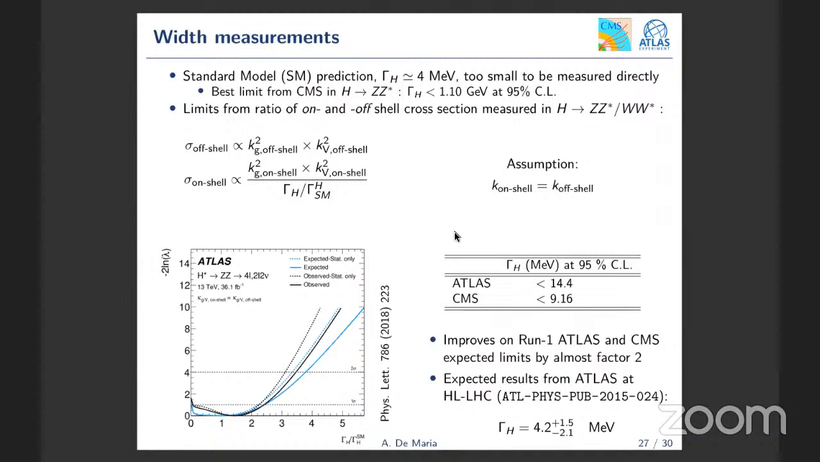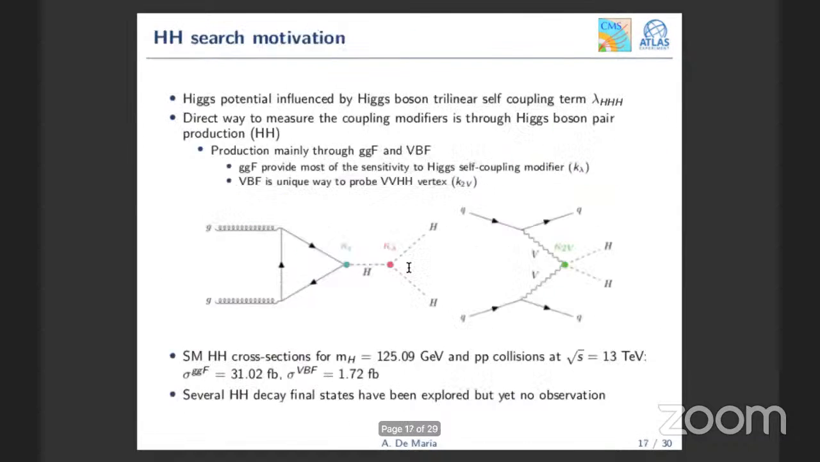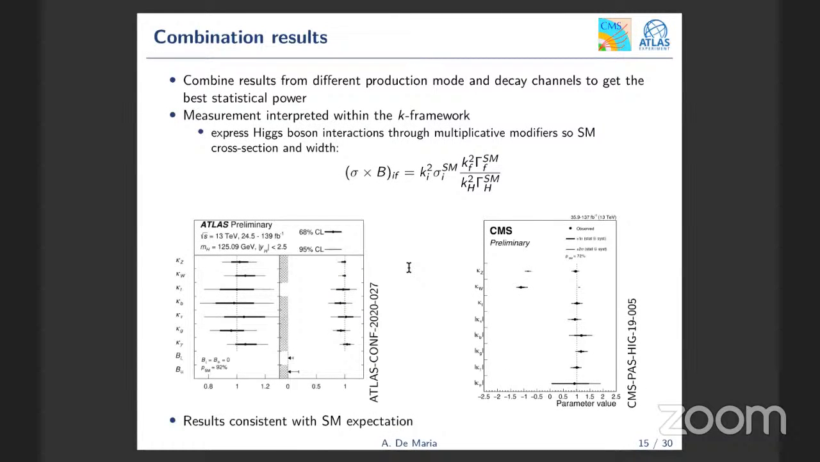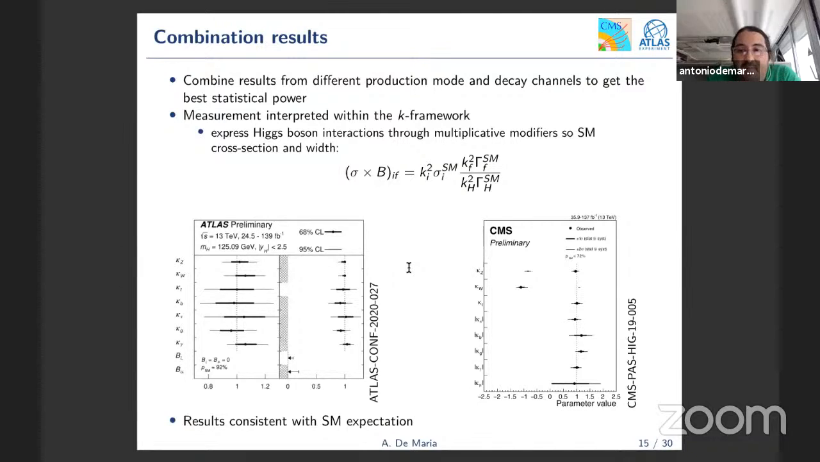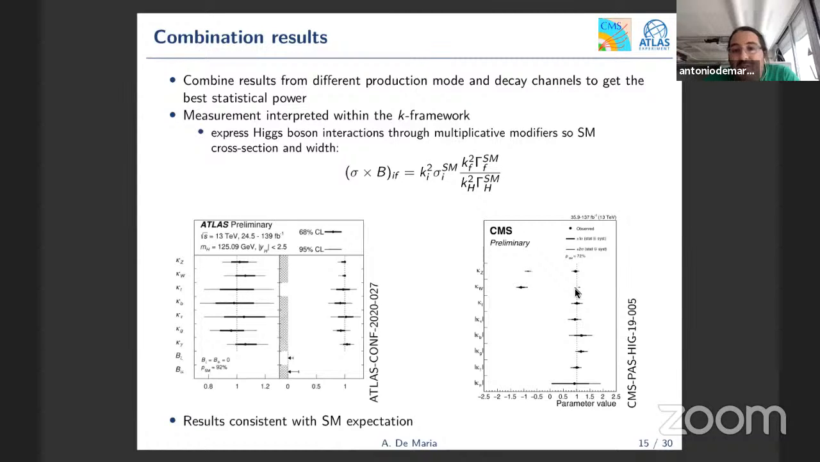I have one more question. Okay, please. Again, on the coupling modifier result. On the right-hand side, you show the CMS result, and the central value of kappa W is minus 1. Yes, kappa W, and then there is a small bar around plus 1 and minus 1. Maybe there is something wrong in the CMS analysis. Well, I wouldn't say something wrong. It's just that when you combine all the measurements, probably, and it is worth mentioning also that you can see from the luminosity that this is still not the most updated measurement that we can have from both experiments.